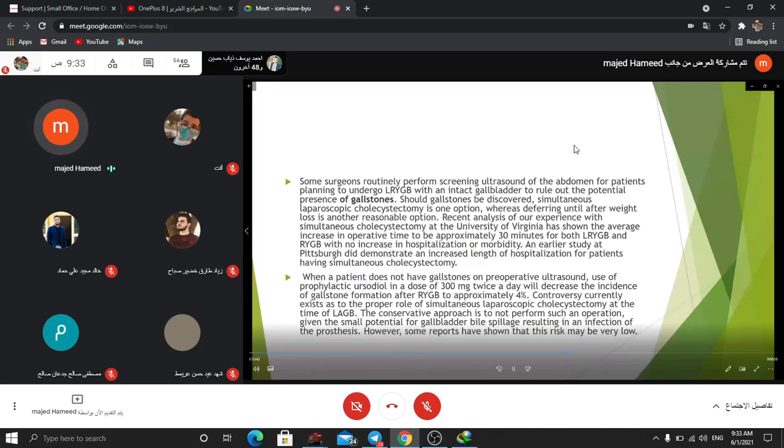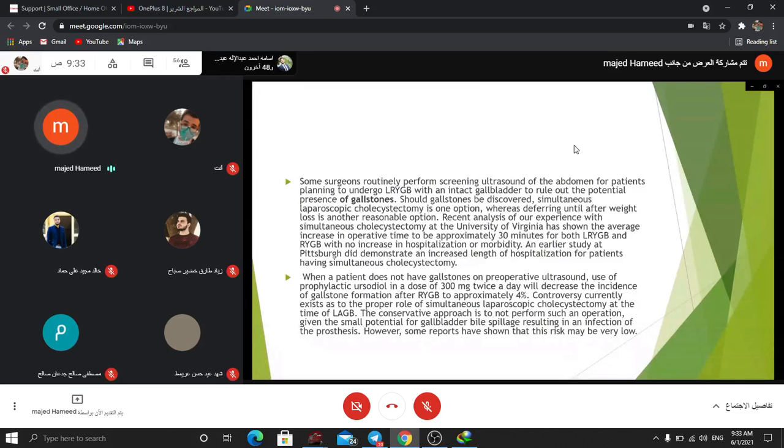Some surgeons routinely perform screening ultrasound of the abdomen for patients planning to undergo laparoscopic Roux-en-Y gastric bypass with an intact gallbladder to rule out the potential presence of gallstones. When a patient does not have gallstones on preoperative ultrasound, use of prophylactic ursodiol in a dose of 300 mg twice daily will decrease the incidence of gallstones.